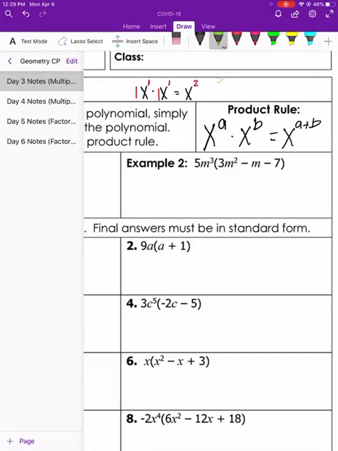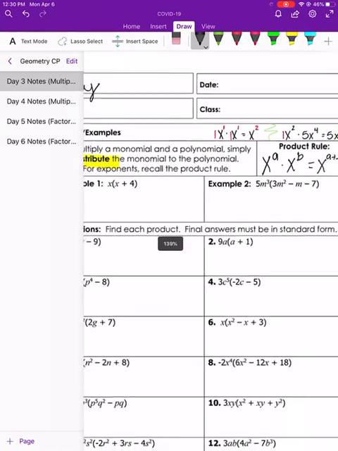So another example, if I had something maybe like x to the second times 5x to the fourth. Well, 5 times our understood 1 in front here is going to give us 5 times 1 is 5. And then we're just going to add those exponents. So 2 plus 4, that is 6. Okay, so that's all we're going to be doing today. So we're going to do some examples of these.